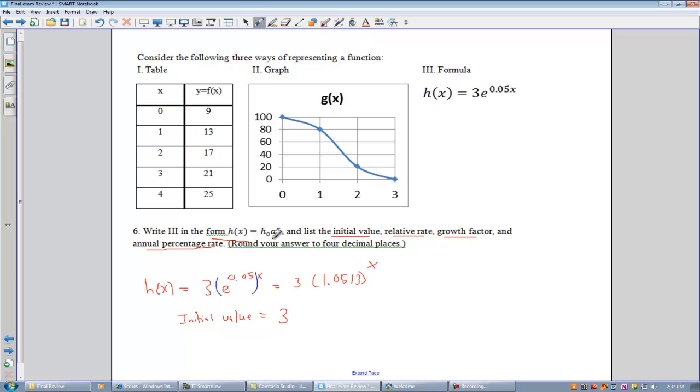Right. One way to remember this is that h naught is the initial value, or the initial value is found when you plug in 0 for x. And if you plug in 0 for x, this becomes 1, and you get back 3. The relative rate, or if you want the continuous rate, these are the same thing. The continuous rate or relative rate is actually this 0.05. Or if you want to write it as a percentage, you'd say 5%.